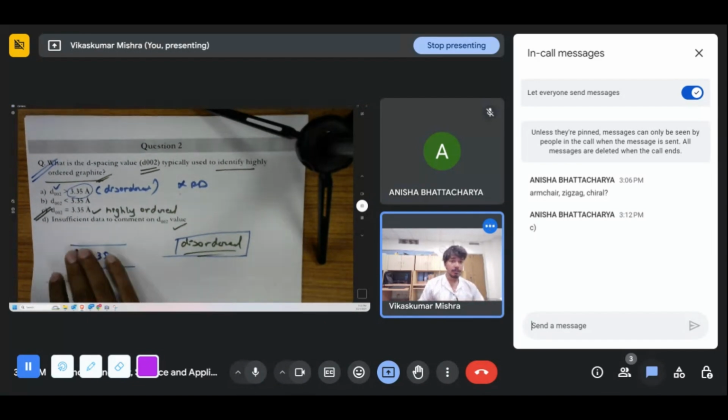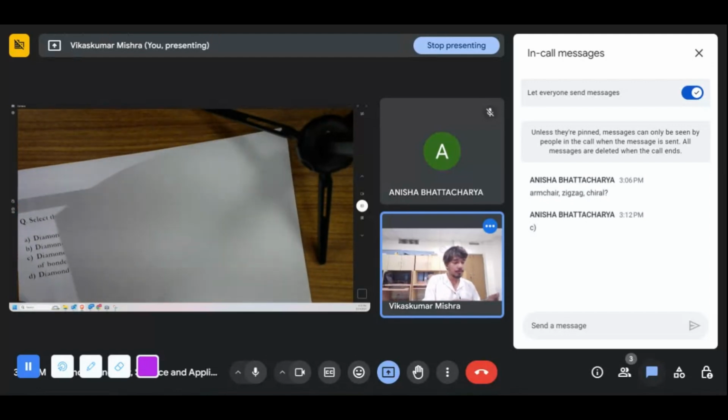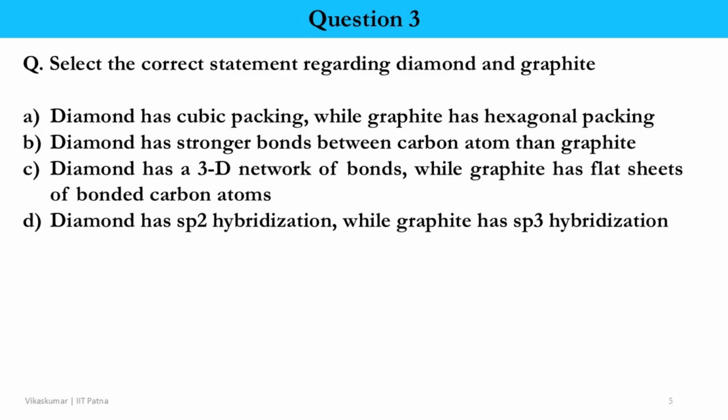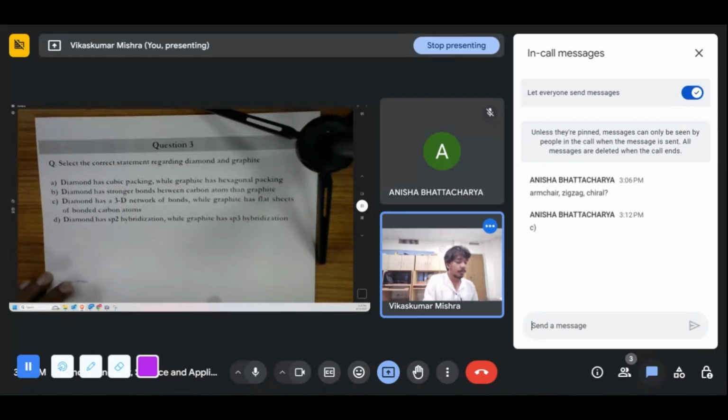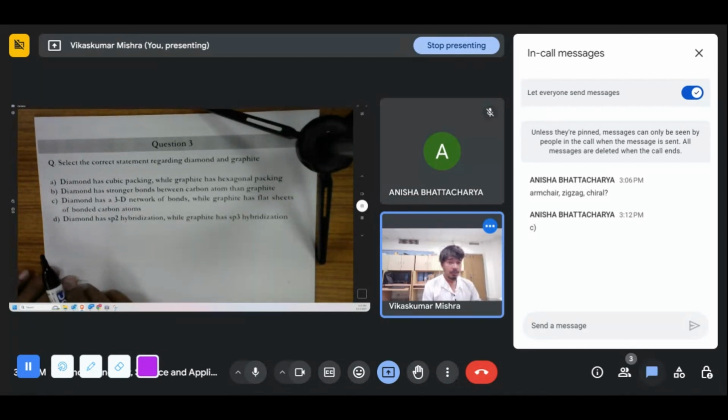Let's move to the next question. Question number 3. Select the correct statement regarding the diamond and graphite. Okay. So the first thing is that we have to select the right statement. It might be possible that more than one answer will be right. The first one is diamond has the cubic packing, while graphite has the hexagonal packing.